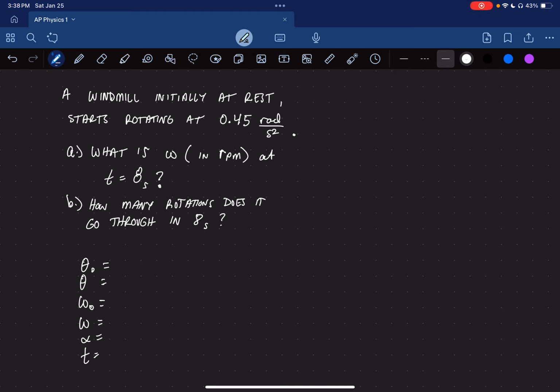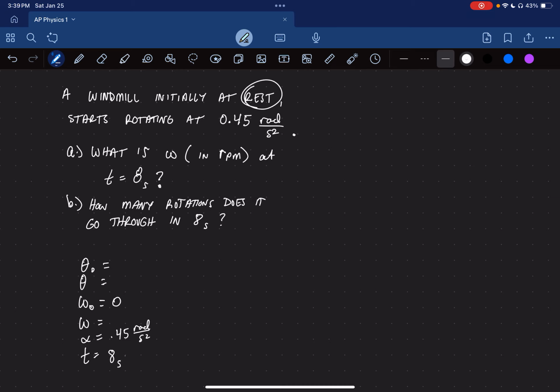A windmill initially at rest. So that's zero, but which zero? Is it this one or is it this one? Initially at rest means it's initially not rotating, so its angular speed, or rotational speed, is zero. And it starts rotating with a rotational acceleration of 0.45 radians per second squared. They want to know what is omega in RPM at t equals 8 seconds.